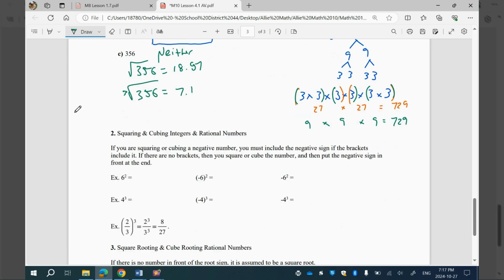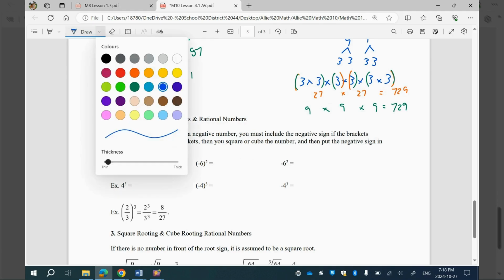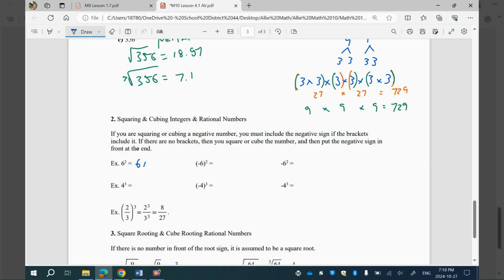The next one is a little bit of a review, squaring and cubing integers and rational numbers. If you're squaring or cubing a negative number, you must include the negative sign if brackets are included. If there are no brackets, then you square or cube the number and then put the negative sign in front at the end. For example here, 6 squared, this is 6 times 6 equals 36. The whole thing is called a power, and the number that's being squared is called the base.